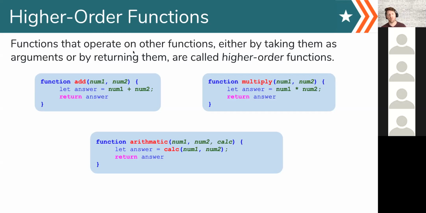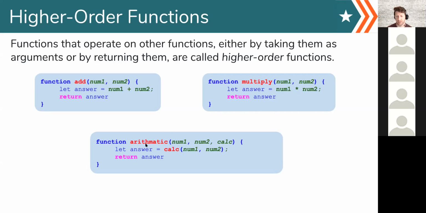So for example, we have a function called add right here that just literally adds two numbers together and returns the answer. Like 1 plus 3 is the answer, return the answer, which would be 4. Likewise, we have a function called multiply, which takes in two numbers, multiplies them together and returns the answer.